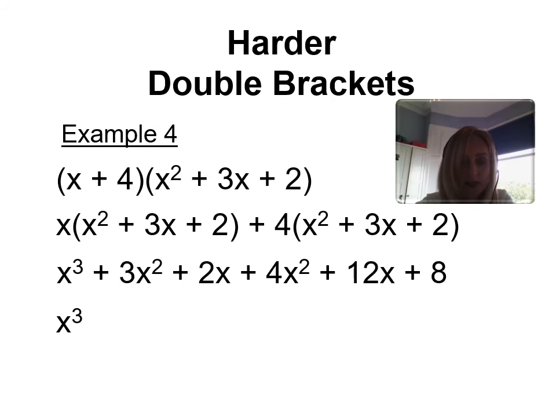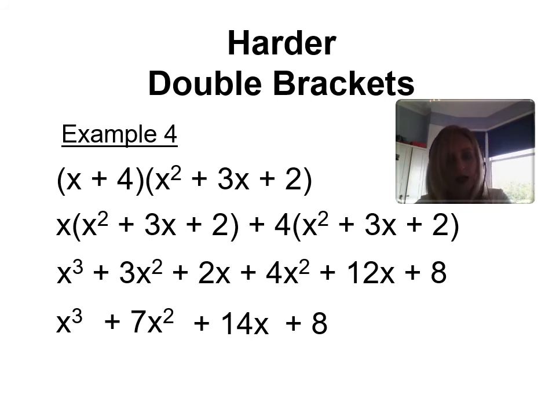So our x cubed comes down, it stays as it is. Plus 3x squared plus 4x squared is plus 7x squared. And then we've got plus 2x plus 12x, which is plus 14x, and then our plus 8. And that's us for example 4. We can't do anything more with that. We should end up with those 4 terms there: a cubed term, a squared term, an x term, and a number.